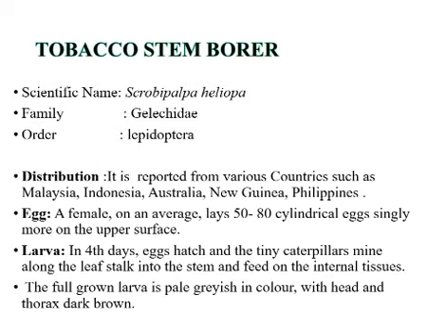And last, it is tobacco stem borer, scientific name Scrobipalpa heliopa, Gelechiidae, Lepidoptera. Distribution: it is reported from various countries such as Malaysia, Indonesia, Australia, New Guinea, Philippines. Egg: a female lays on average 50 to 80 cylindrical eggs singly on the upper surface of the leaves. Larva: in 4 days, eggs hatch and the tiny caterpillar mines along the leaf stalk into the stem and feeds on the internal tissues. The fully grown larva is pale grayish in color with the head and thorax dark brown.